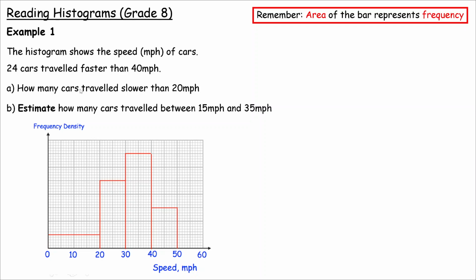Okay, so in this video we're looking at reading or interpreting histograms. These questions can get, I would say, a bit trickier. But if we know a pretty key piece of information, which is that area represents frequency, then we're good to go.